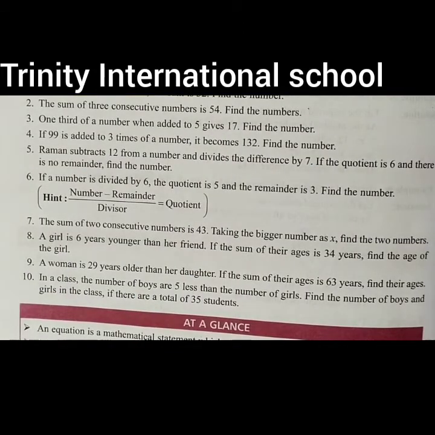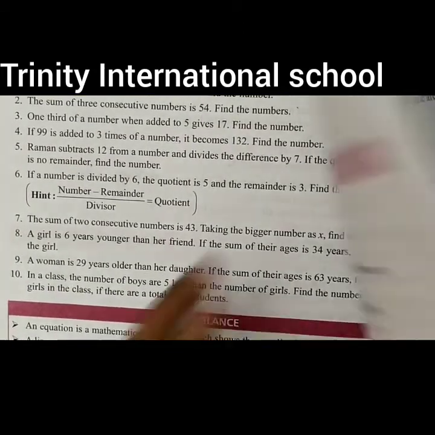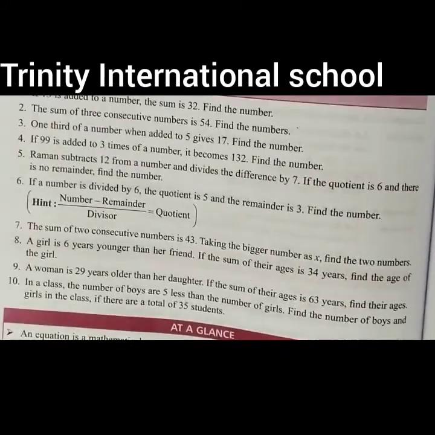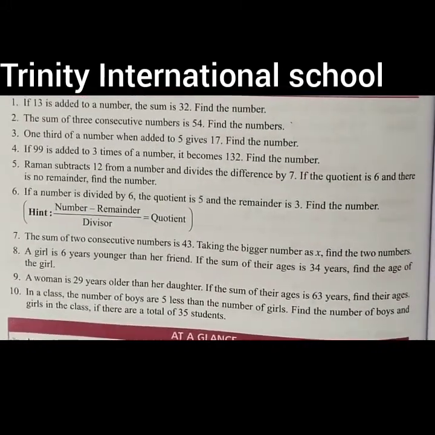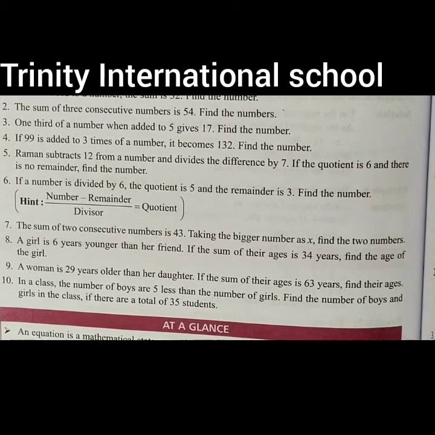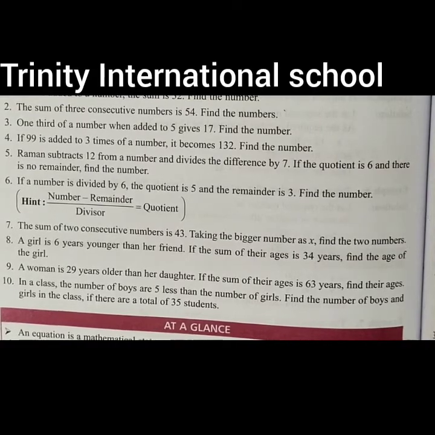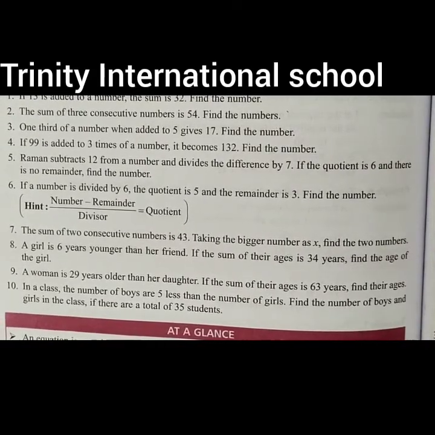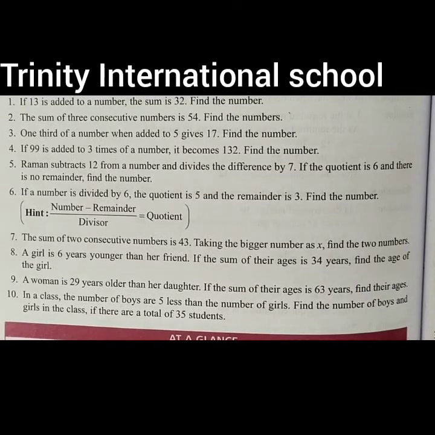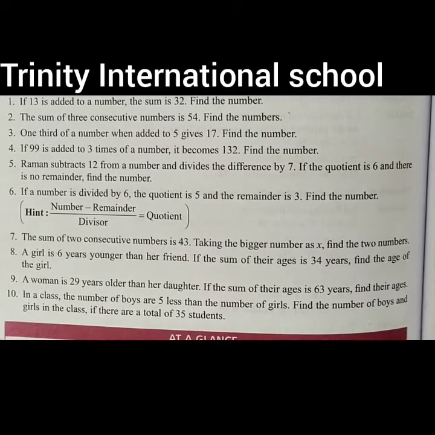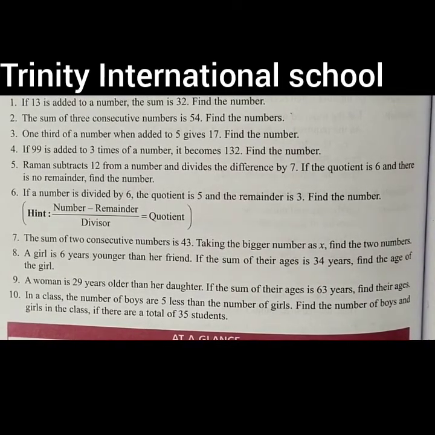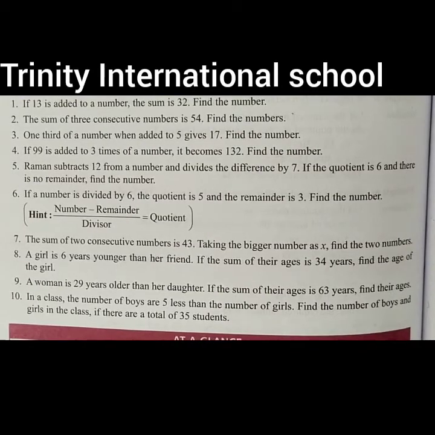Now see the ninth question. A woman is 29 years older than her daughter. If the sum of their ages is 63 years, find their ages. So you can take the age of the daughter as x and the woman's age as x plus 29. If the sum of their ages is 63 years, find their ages.